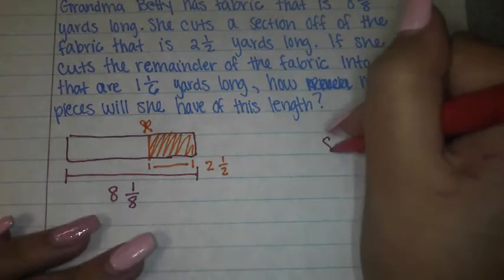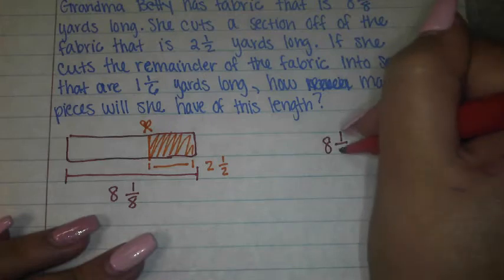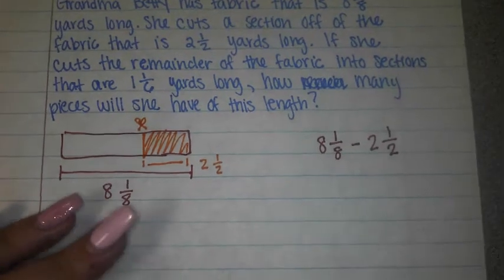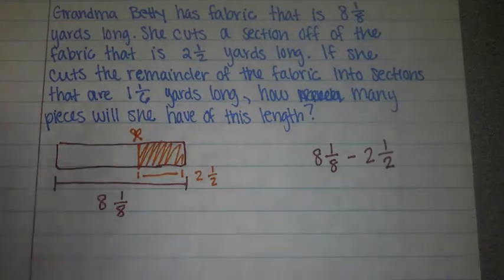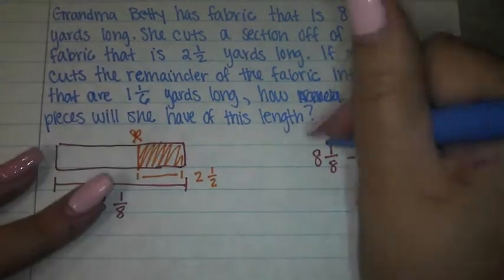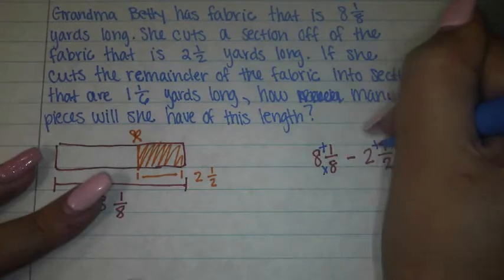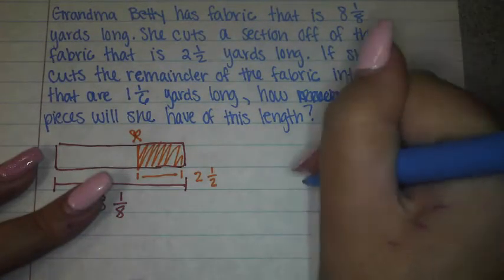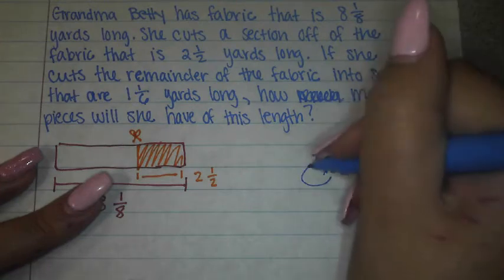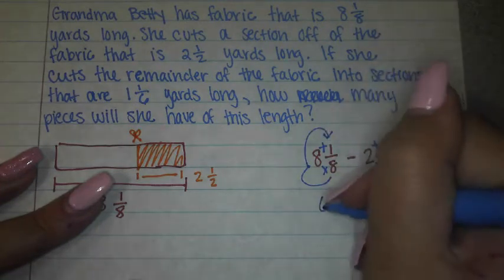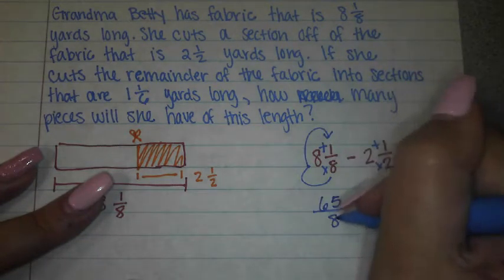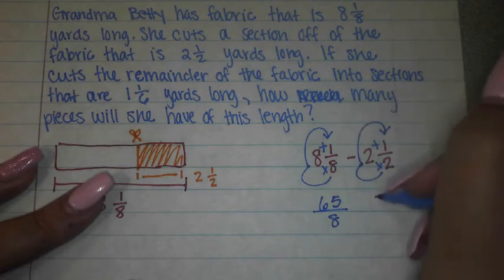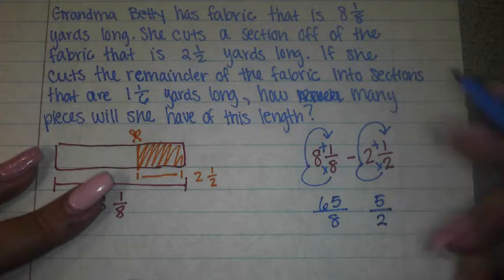Now, if she cuts that and takes it away, that means I need to subtract those two. So I'm going to do 1/8 minus 2 1/2. Now, if you know about adding and subtracting fractions, you know you need to do the Texas method, and you do it with mixed numbers only. So I'm going to do 8 times 8. That gets me 64 plus 1. That gets me 65/8. 2 times 2 gets me 4. Plus 1 gets me 5/2.